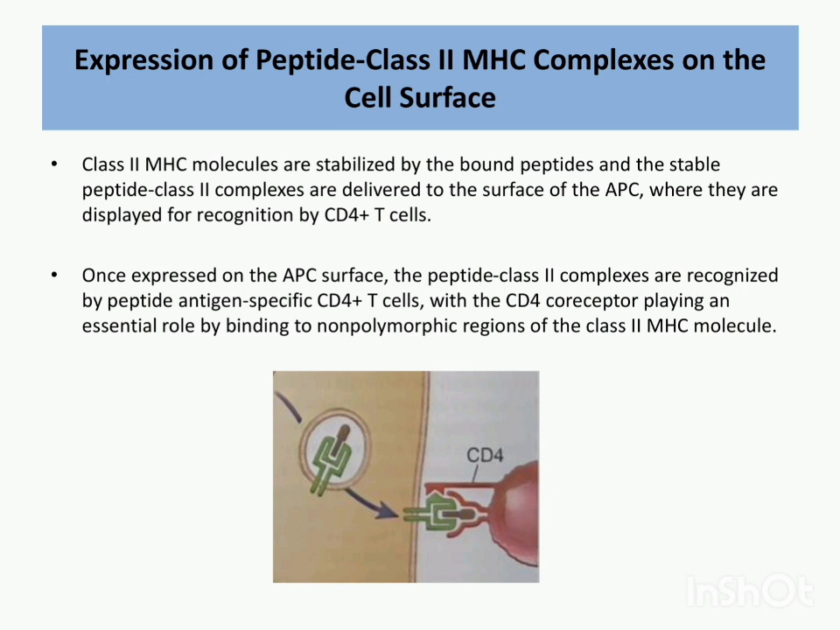Expression of peptide class II MHC complexes on the cell surface. Class II MHC molecules are stabilized by the bound peptides and the stable peptide class II complexes are delivered to the surface of the APC, where they are displayed for recognition by CD4 T cells. Once expressed on the APC surface, the peptide class II complexes are recognized by peptide antigen-specific CD4 T cells, with the CD4 coreceptor playing an essential role by binding to non-polymorphic regions of the class II MHC molecule.